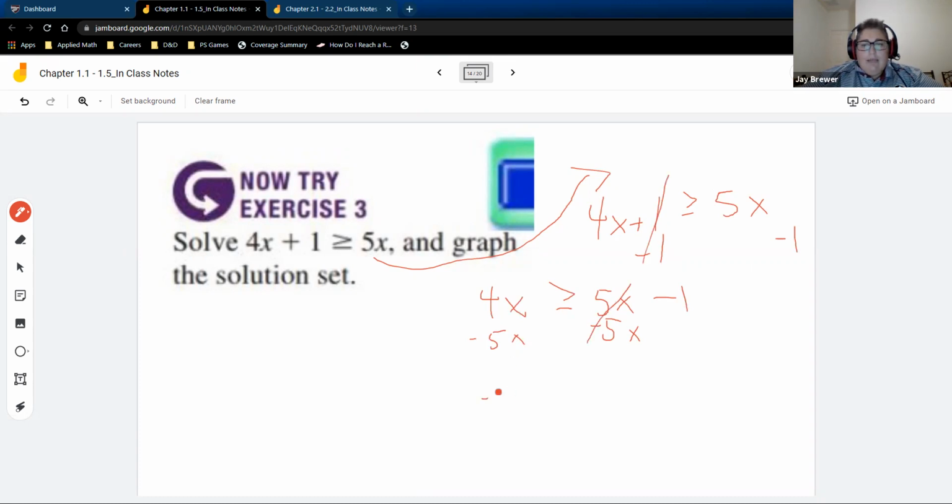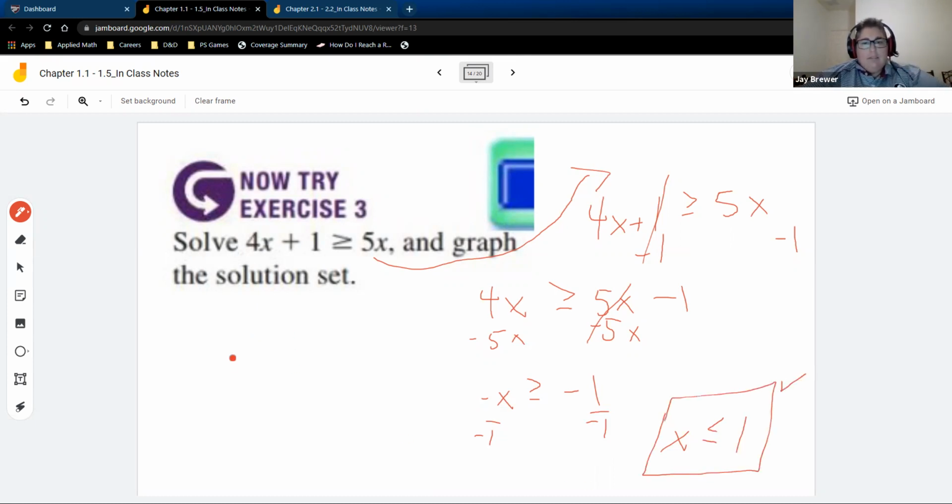All right, so here we have minus x greater than or equal to -1. We're going to divide by -1. So what you're seeing here is when we divide or multiply by a negative number and we're dealing with inequalities, we're going to flip the inequality.